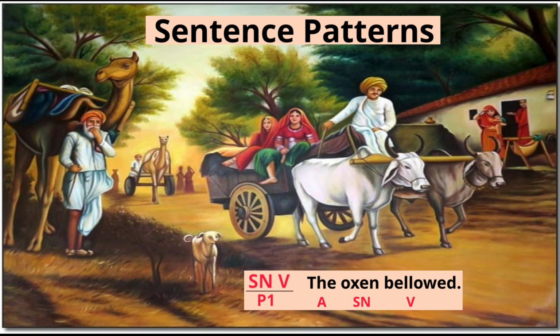Today we are going to learn about sentence patterns and how to classify sentences. In the image you can see a village backdrop with lots of animals and more people around. The oxen bellowed. I would say the is an article adjective, oxen is a subject noun and bellowed is the verb. Let's see how to classify such sentences.